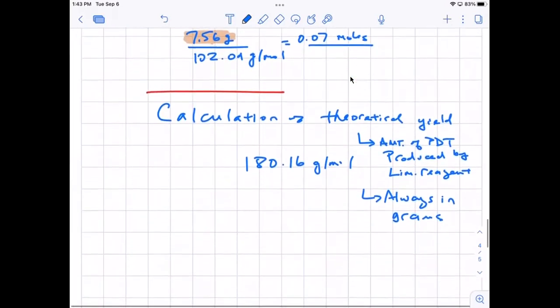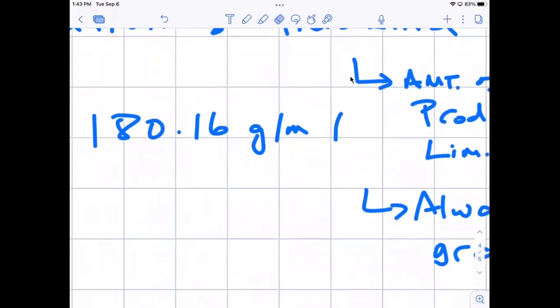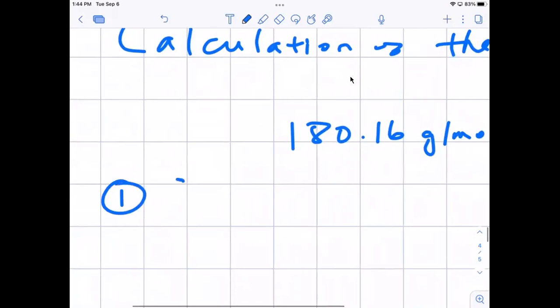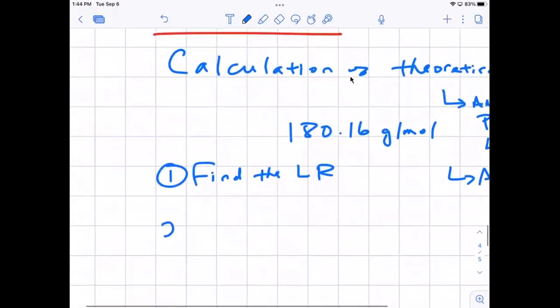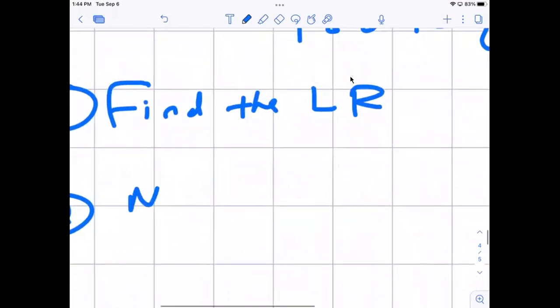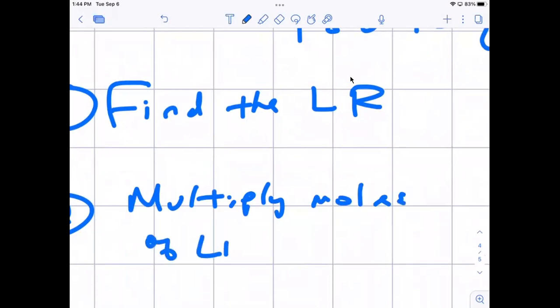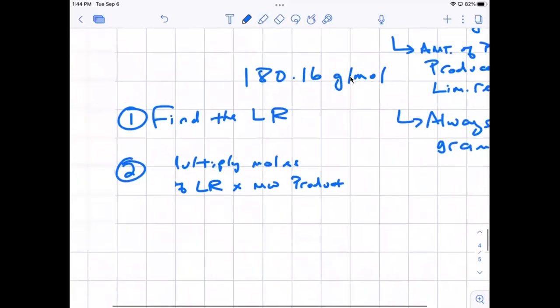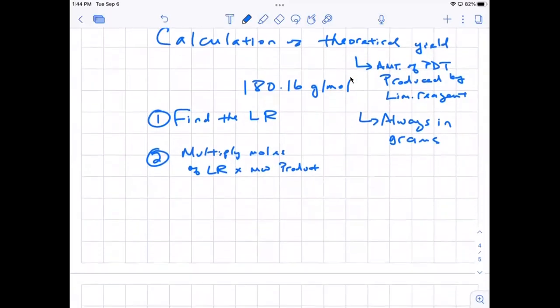I'm going to give you a very simplified way to calculate this because we've already identified the limiting reagent. That's the first step to calculating theoretical yield, to figure out which reagent is limiting. So you find the limiting reactant, and we've already done that, right? And then you look at your product. We're going to multiply the moles of limiting reactant times the molecular weight of the product. It's a quick and dirty way to think about it. Once you identify the limiting reagent, then it's just a matter of taking that number of moles and figuring out how many grams of product you're going to get from that.